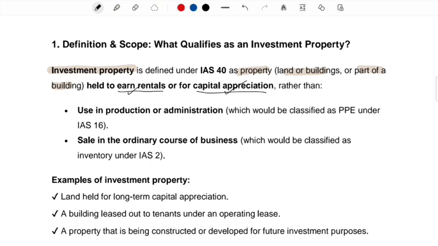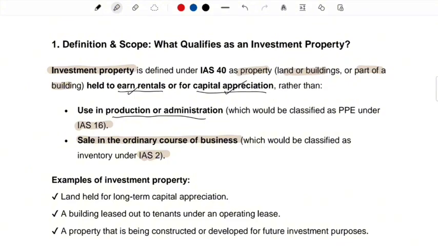Okay, it should not be used in production or administration, because otherwise IAS 16 would be applicable to that property, and it should not be held for sale in the ordinary course of business, otherwise it will be classified as inventory under IAS 2.